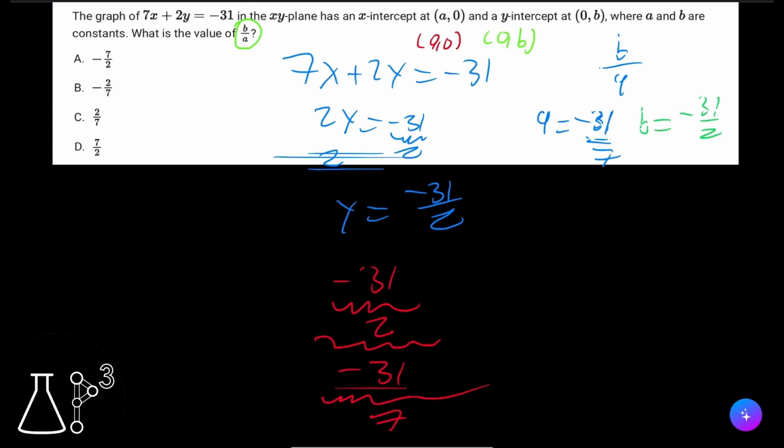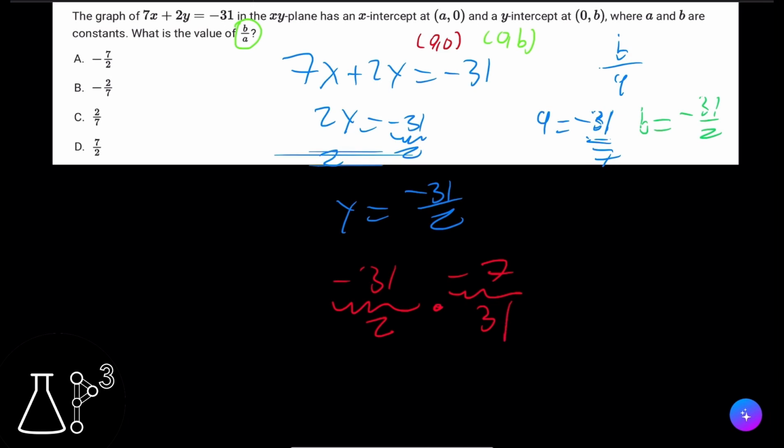Instead of dividing by a, we multiply b by the opposite fraction, which would be negative 7 divided by 31. The 31s cancel out, and I'm left with negative 1/2 multiplied by negative 7 divided by 1. The negatives cancel out because two negatives make a positive, and I'm just left with 7 divided by 2, so my answer would be D.